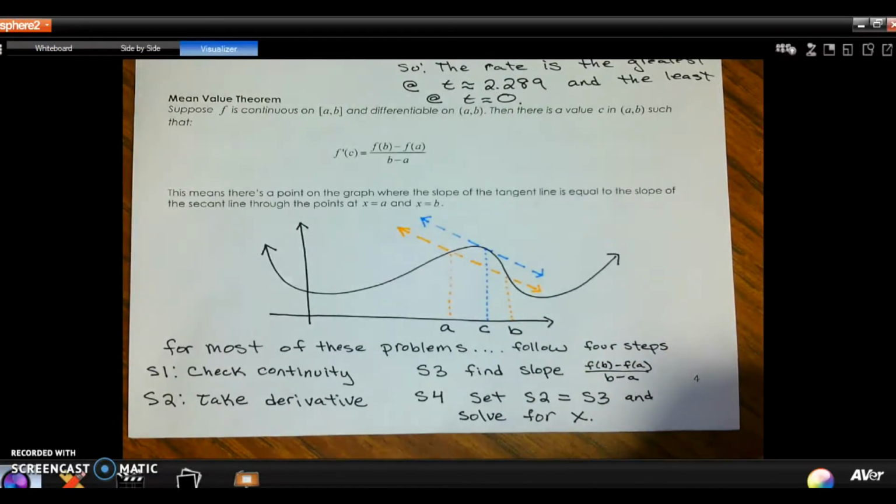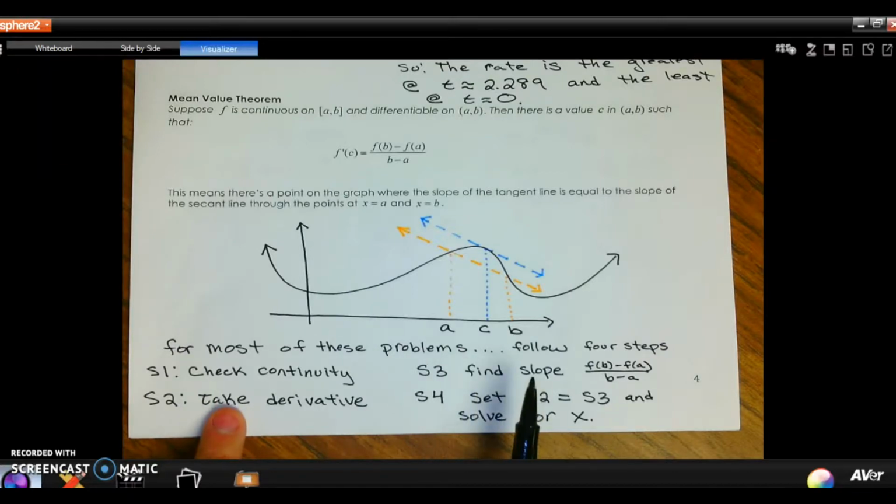When you get these problems, usually it'll say something like, according to the mean value theorem, or, find the value of C guaranteed by the mean value theorem. The steps are going to be very similar for most of these problems. First, make sure that it's continuous. Usually the problem will say that it's continuous. Then you're going to take the derivative. And then you are also going to find the slope using that average rate of change. Basically what the mean value theorem says is that step 2 and step 3 have to be equal to each other somewhere in that interval. So all you're going to do is take step 2 and set it equal to step 3, and solve for x.